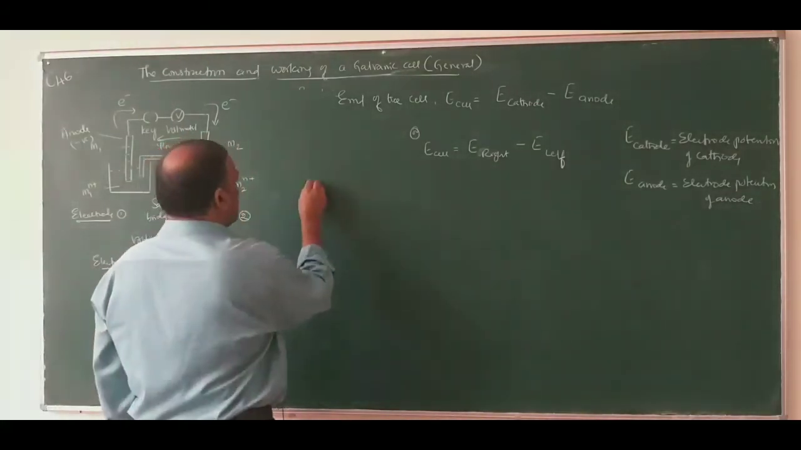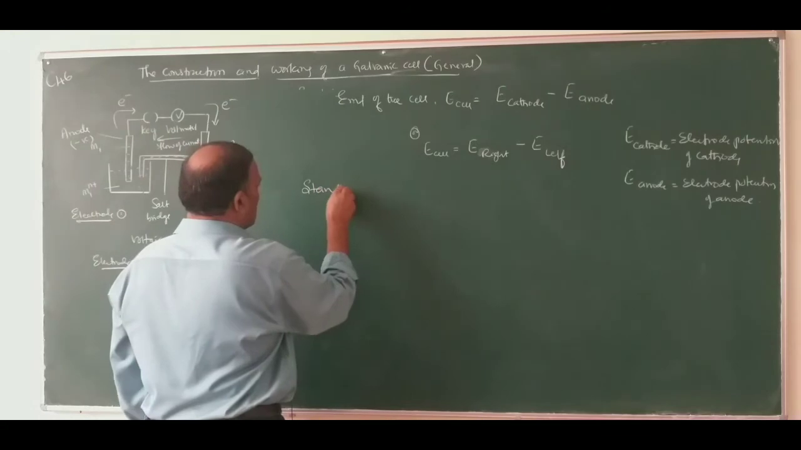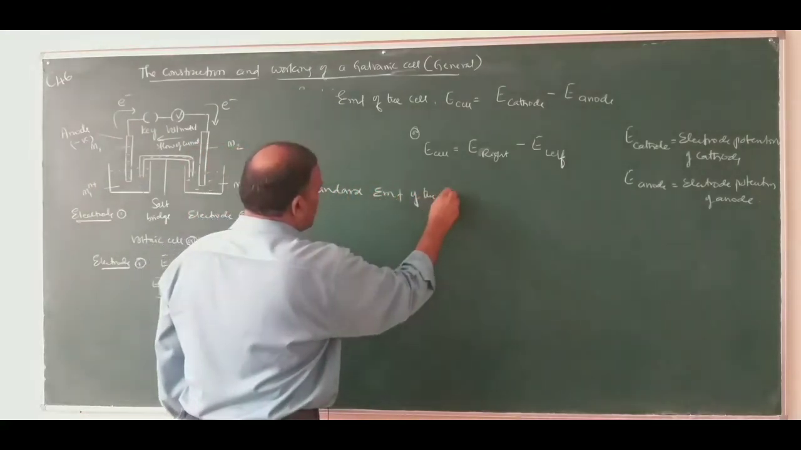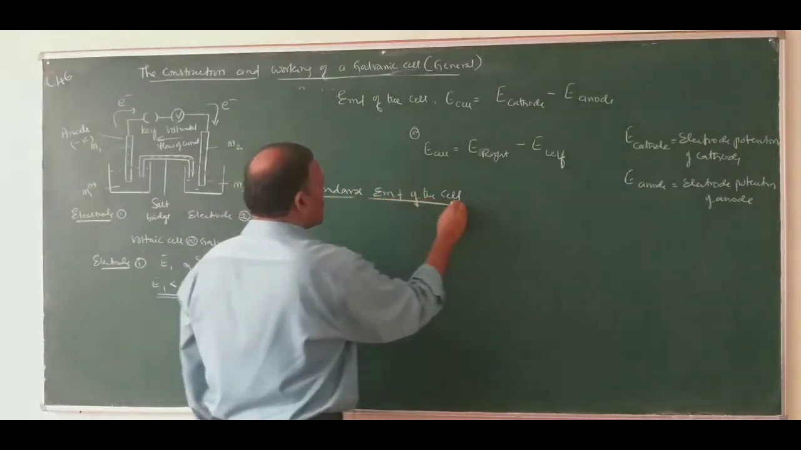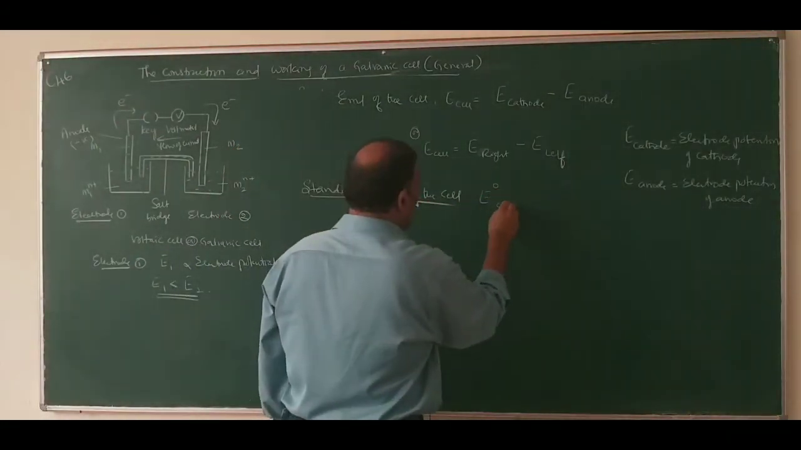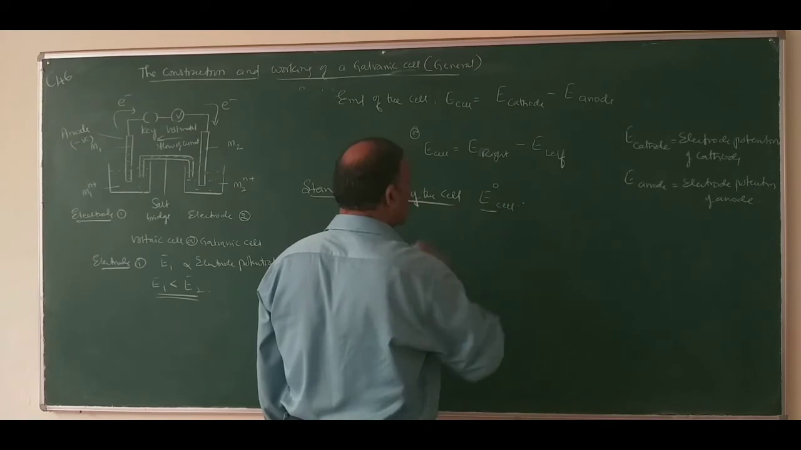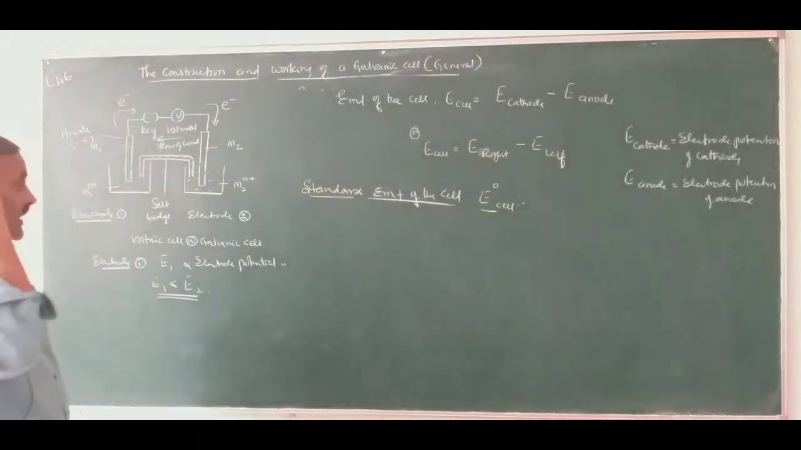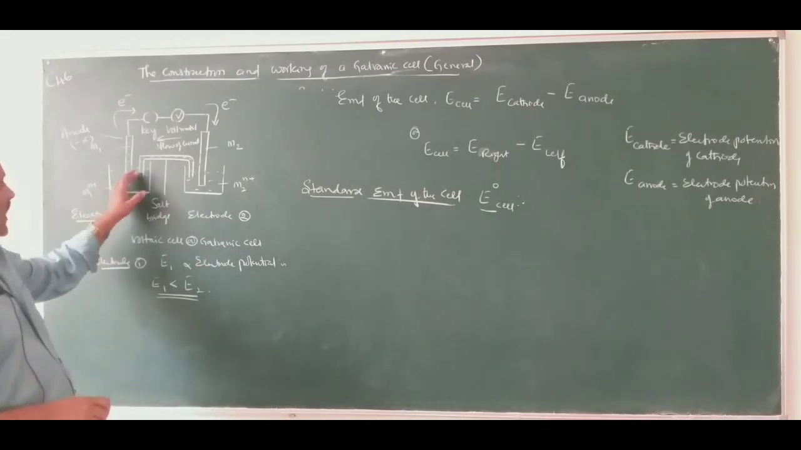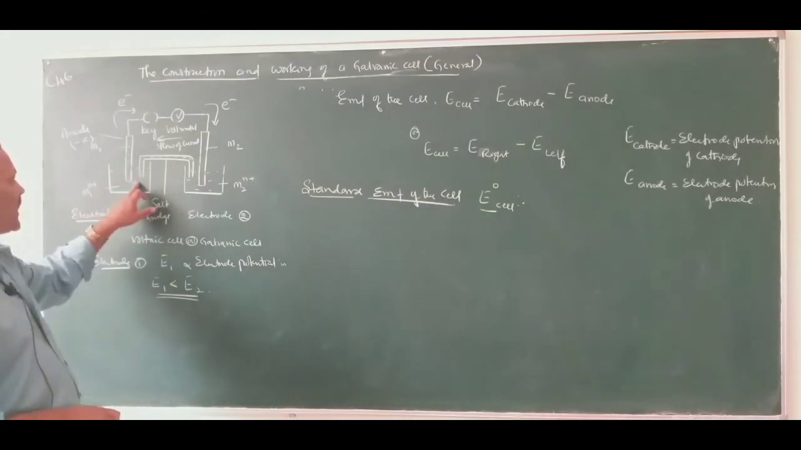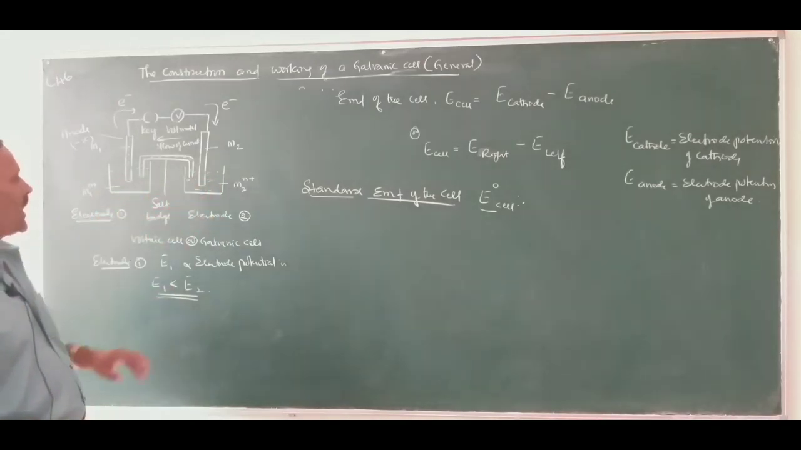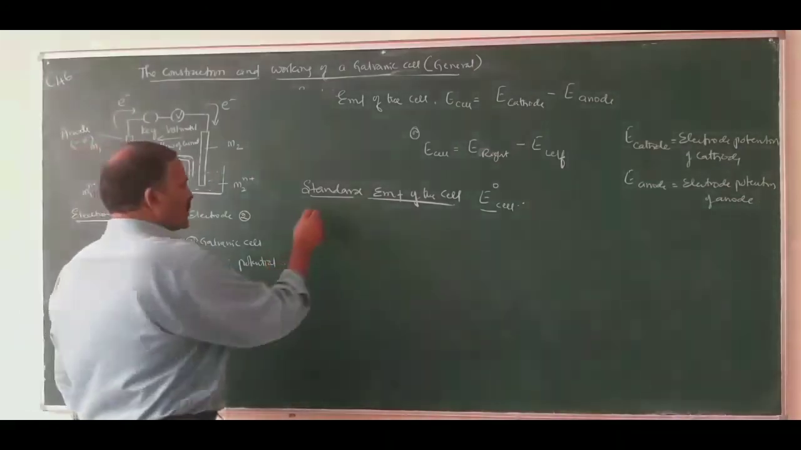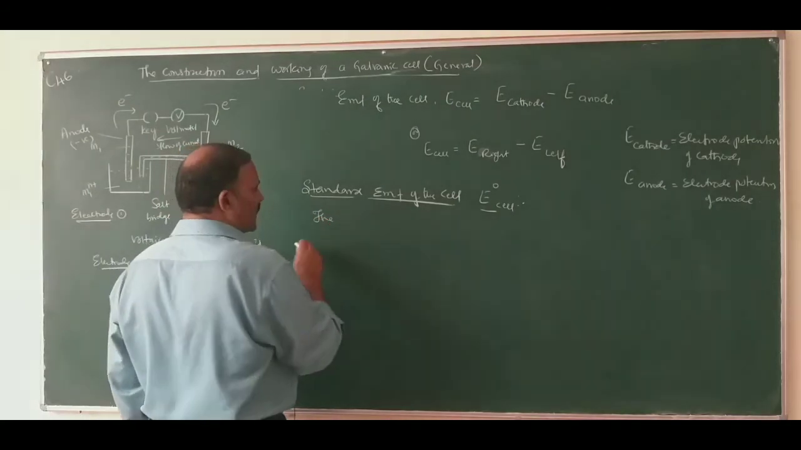Then what is standard EMF? Standard EMF of the cell is represented as E naught cell. What is standard EMF of the cell? It is the EMF of the cell when the concentration of the metal ions is 1 molar and the temperature is 298 Kelvin.